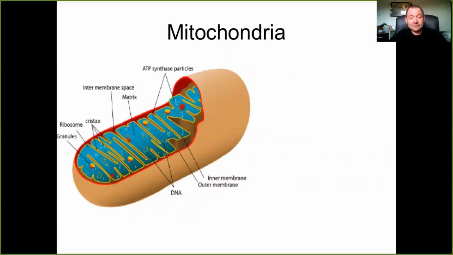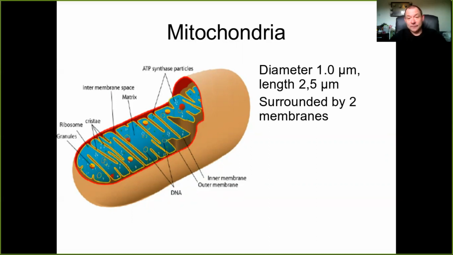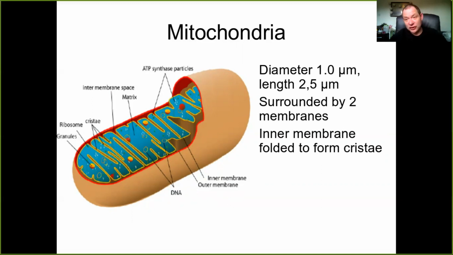The mitochondria, the powerhouse of the cell. Its main function is to generate ATP, which is the fuel of the cell. Diameter about 1.0 micrometers, length about 2 to 5 micrometers. You can see it's got an outer membrane, an inner membrane, a matrix, DNA, and so on. Surrounded by two membranes, the inner membrane is folded to form cristae. This is where respiration occurs: oxidative phosphorylation.